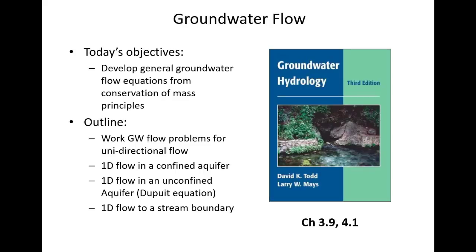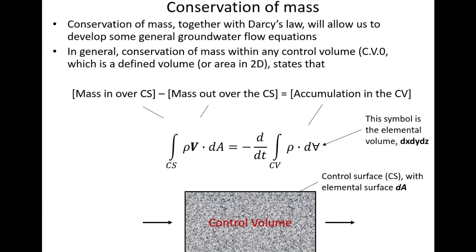So we'll start by developing the general groundwater flow equation, and then we'll simplify it greatly in this first lecture and begin to look at some one-dimensional flow problems: a confined aquifer and an unconfined aquifer in between stream boundaries. We're looking at section 3.9 and 4.1. Remember, after 3.9 in chapter 3, it becomes soil hydraulics again, so we're just going to skip over that because we've already covered that.